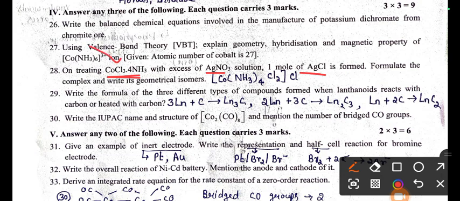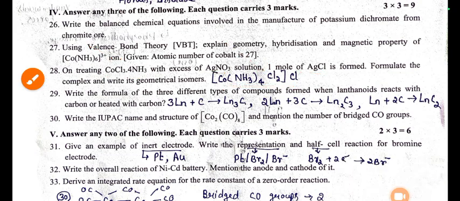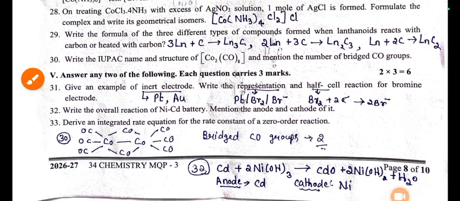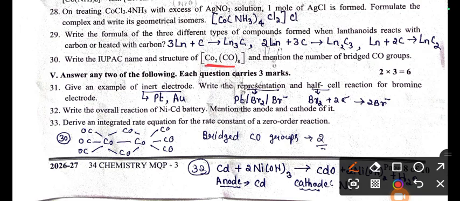So among that, 1 chlorine comes out. So the remaining will form a coordination compound, [Co(NH3)4Cl2]+ is the formula, and this will form two geometric isomers, cis and trans. 29th question, the formulas of three compounds of lanthanides when reacted with carbon: Ln3C, Ln2C3 and LnC2. These are the different types of carbon compounds of lanthanides. Then 30th question, they have given one formula, Co2(CO)8. This is the structure of that compound, and it has two bridging CO groups.